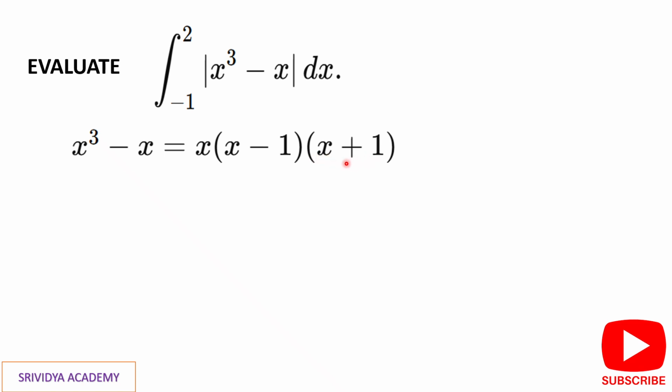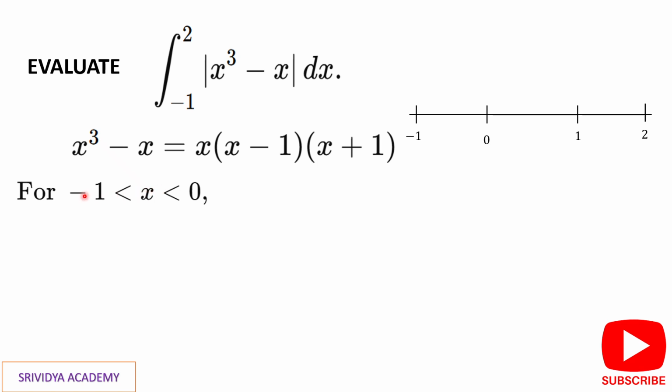Now consider the number line and divide it into three intervals by taking the critical points minus 1, 0 and 1. Here in the last interval, the end point is taken as 2, as the upper limit here is 2. Now we have to check the behavior of x cube minus x in these three intervals. First, let us consider the interval from minus 1 to 0. That is, x lies between minus 1 and 0. Choose a point between minus 1 and 0.